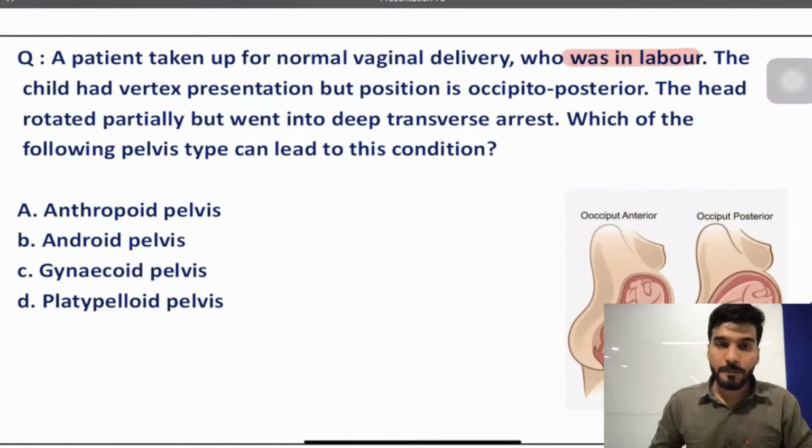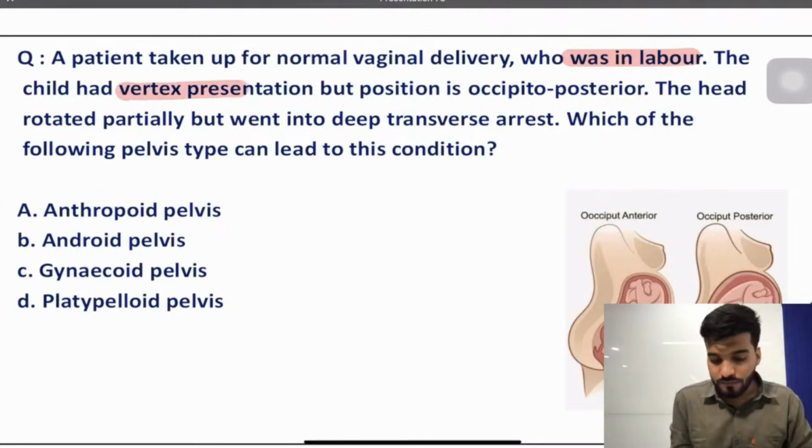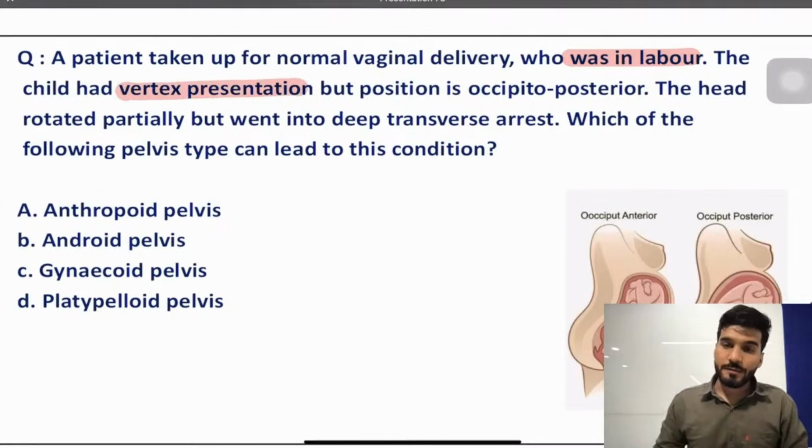So patient is in the labor going for the normal vaginal delivery. The child had a vertex presentation. So we have different types of presentation. What does the presentation mean, sir? Presentation means which part of the fetus is lying on the lower pole, which part of the fetus is touching the lower pole. If the head is touching, I call it a cephalic presentation. If the shoulder is touching, I call it a transverse presentation. Or if the breech is touching, I call it a breech presentation.